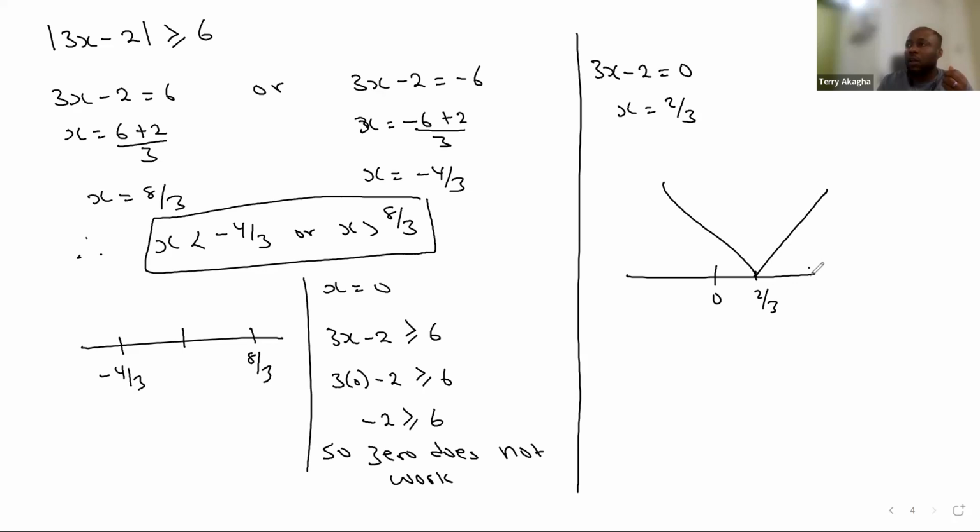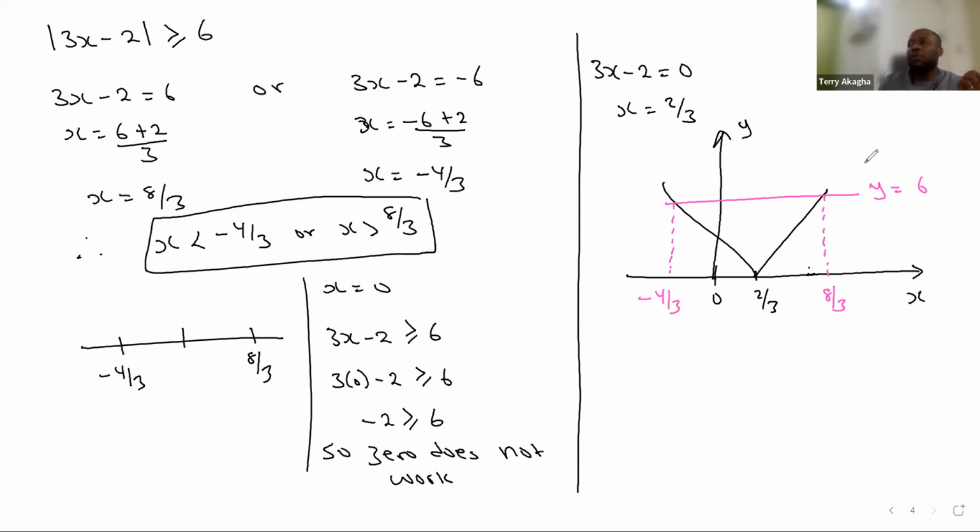So if this is the x-axis, so this is going to be the what? The y-axis, okay? So you draw a line. You can use a solid line because it's greater than or equal to. So let's say y is equal to what? 6. The point here is going to be greater than 8 over 3. And the other point here is going to be less than minus 4 over 3.